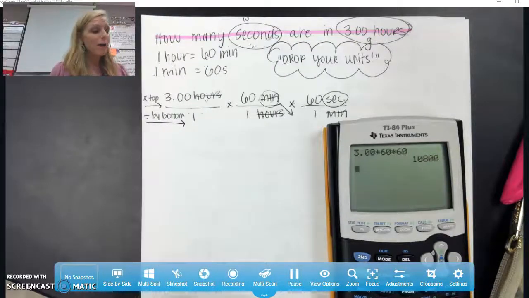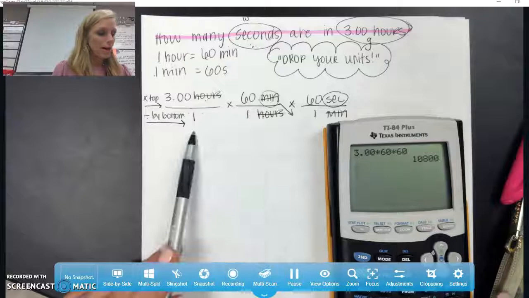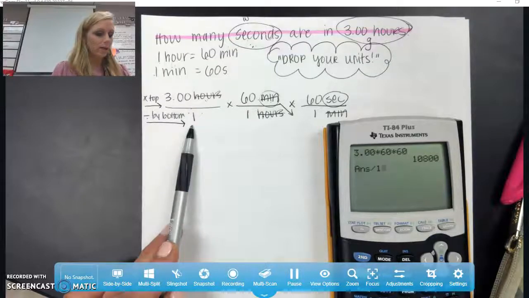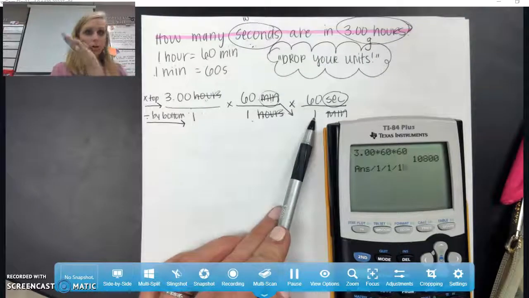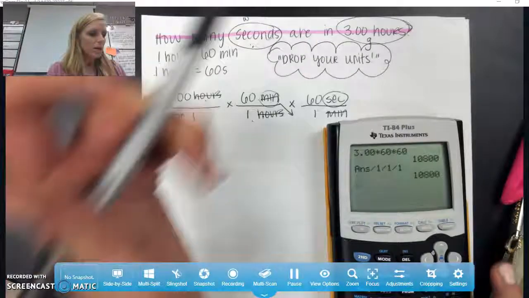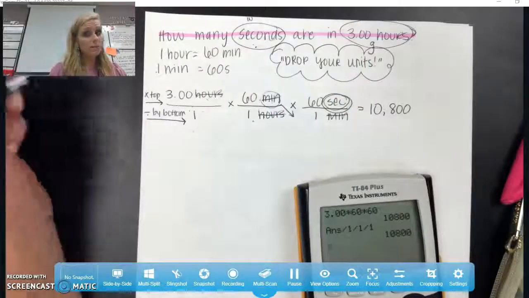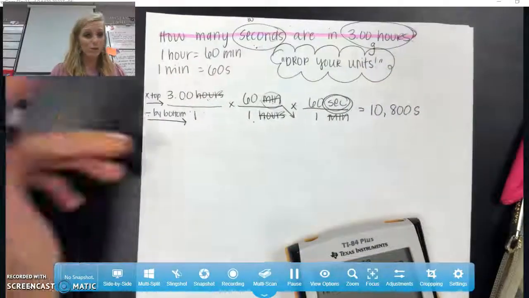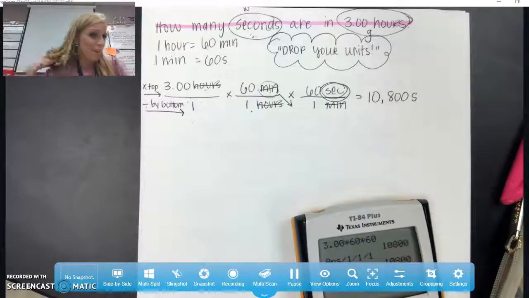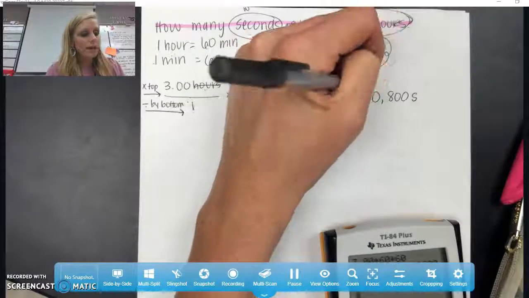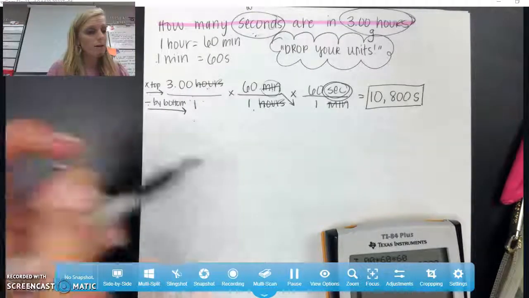Now, yes, I know that dividing by ones isn't going to change my answer, but I just want to show you what I do. I would divide by this denominator, divide by this denominator, and divide by this denominator. Anything on the bottom, you are dividing by. So I get 10,800. Do not leave your units off. That is crucial. I don't know why I write seconds as SEC. It's technically supposed to be S. So 10,800 seconds is my answer, and just double check that your sig figs are correct.